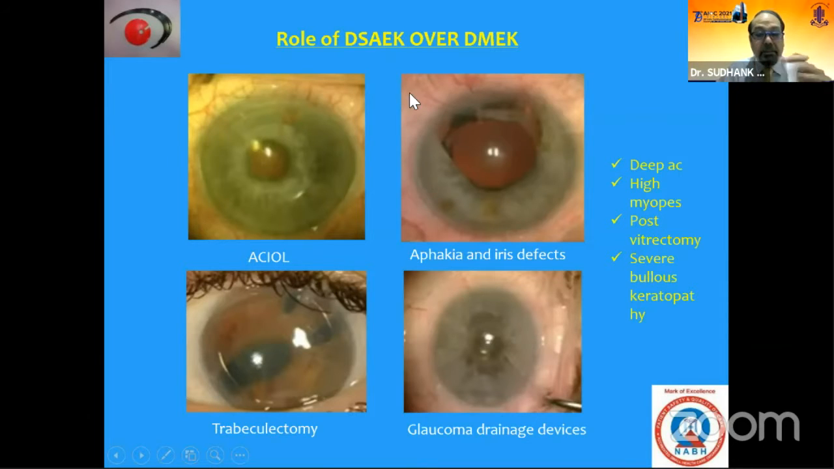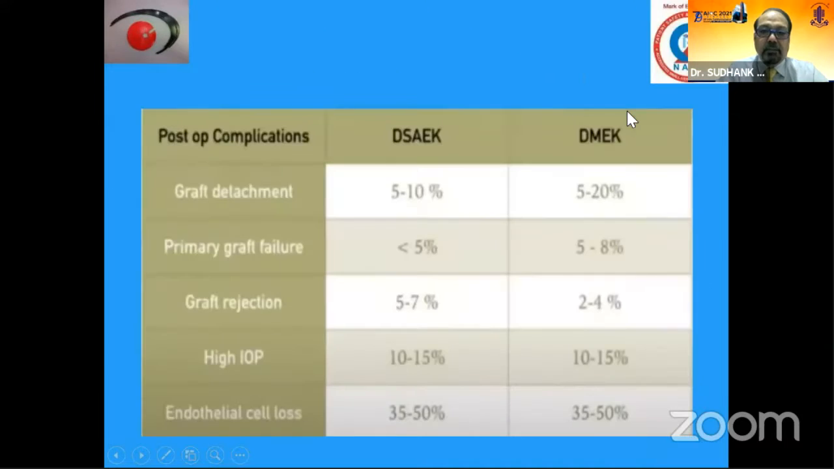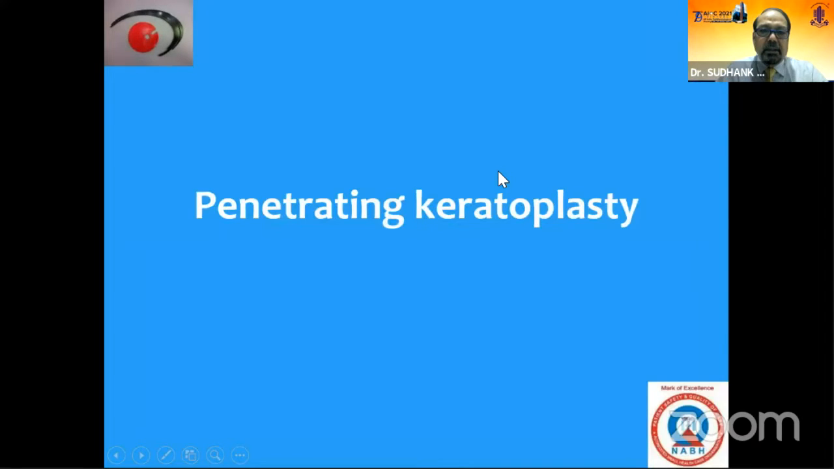DSEK seems to be a better bet as compared to DMEK, especially in cases where trabeculectomy or glaucoma drainage devices have been used. The complications are, endothelial cell loss is there in DSEK and DMEK up to 35 to 15%, and graft detachment is there in DMEK about 5 to 10% in good hands and maximum 20% in DMEK cases. The rest of the complications are nearly the same.